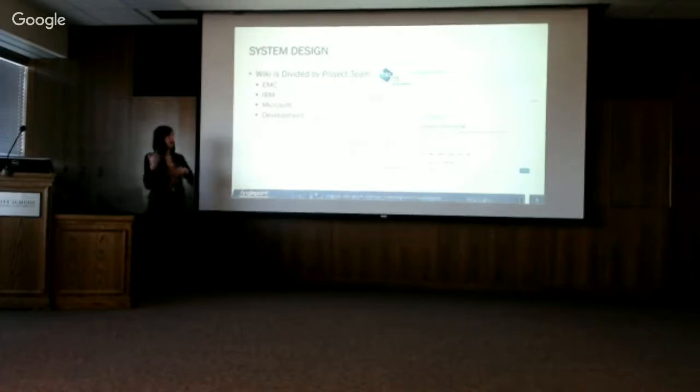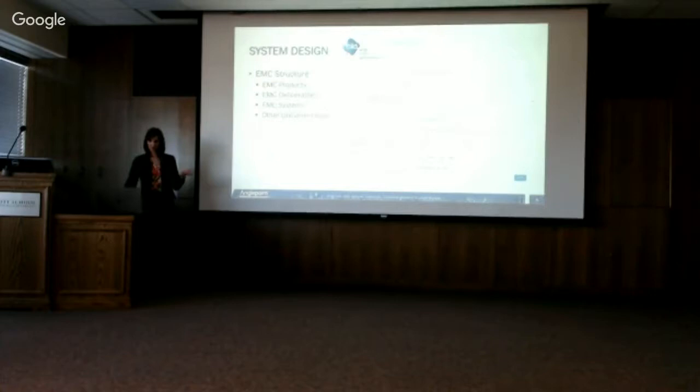So I wanted to go over the structure of the wiki. Something that was really functional was important for the success of the wiki. And so I went into this thinking that I would have a section for each team: the EMC team, IBM team, Microsoft team, and development team. But I learned that each team has vastly different needs. So I just wanted to go over some of those.